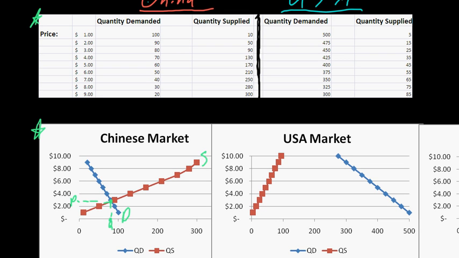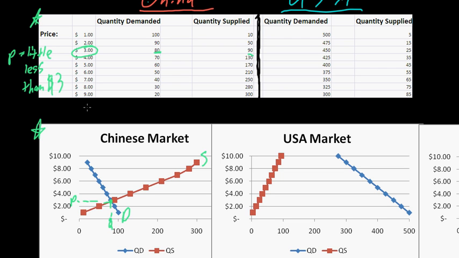But if we go up to this table, we know that at $3, China demands 80 toys and produces 90 toys. So we know then that there is still a little bit of a surplus. So the price is going to be just a little bit less, and I'll just write this out. P is just a little less than $3.